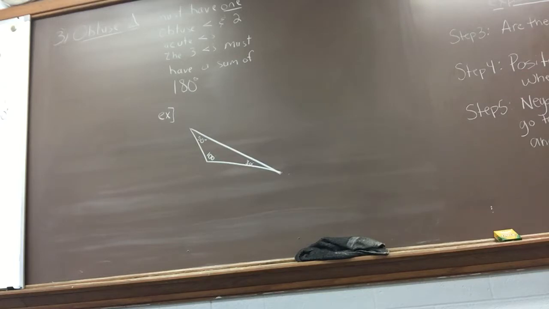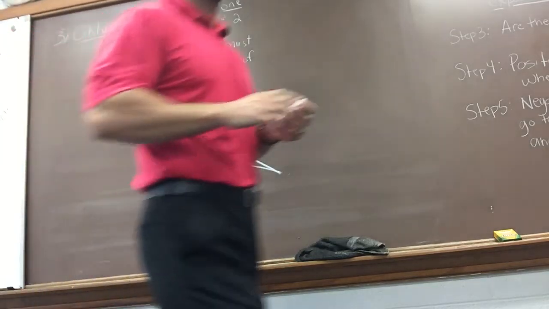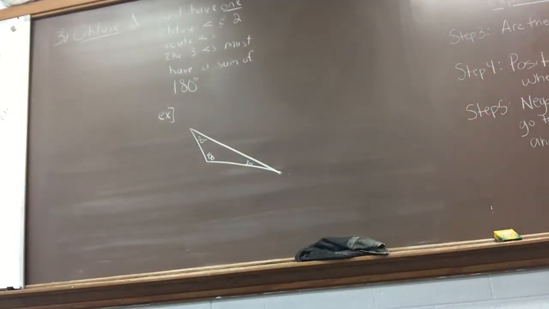So, what I want you to do now is, if you have table partners, if not, you're going to talk to Mrs. Armstrong. I want you to tell me, is this an obtuse triangle? Yes or no, and why? Go ahead. So talk it over.